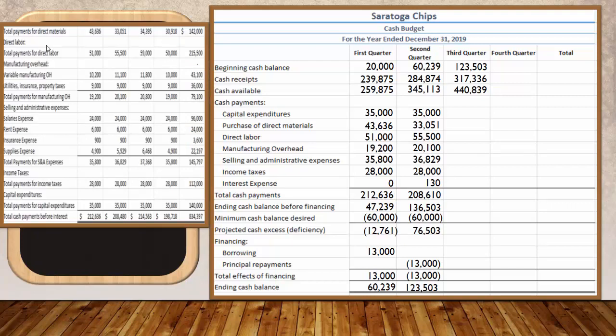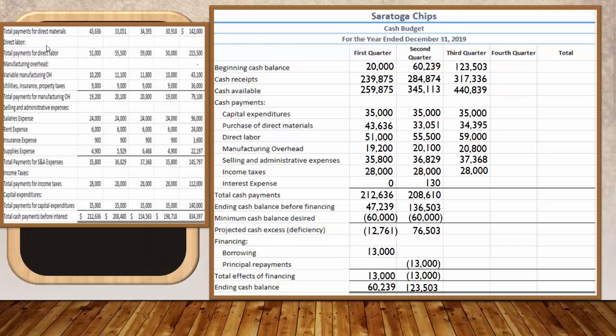To record our cash payments, we go back to our schedule of cash payments. In the third quarter, we are going to pay $35,000 in total payments for capital expenditures. Our purchase of direct materials is going to cost us $34,395. Our total payments for direct labor are $59,000. Our total payments for manufacturing overhead will be $20,800. We're going to have total payments for SG&A expenses of $37,368. And our income tax payments are going to be $28,000.